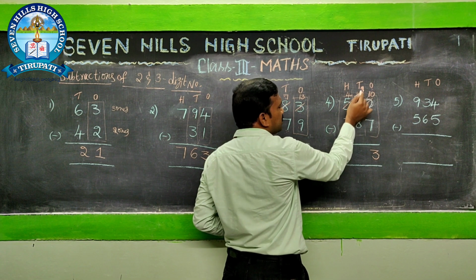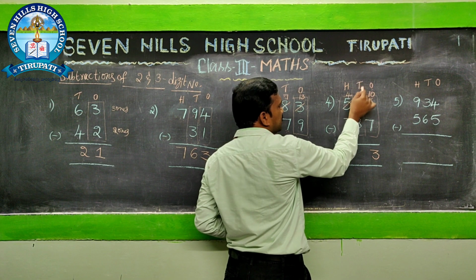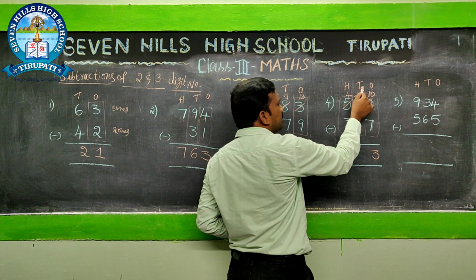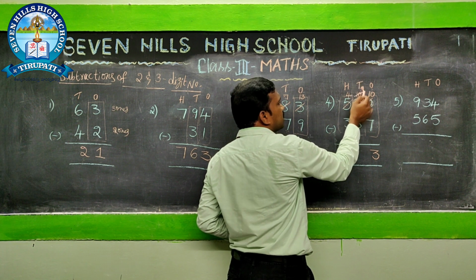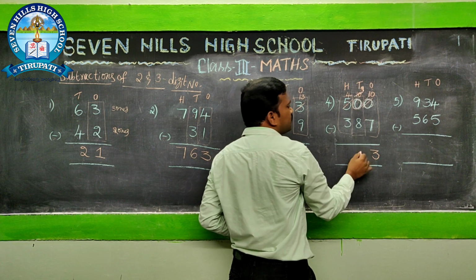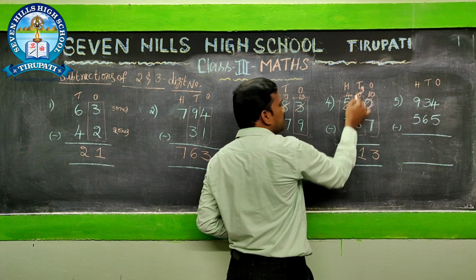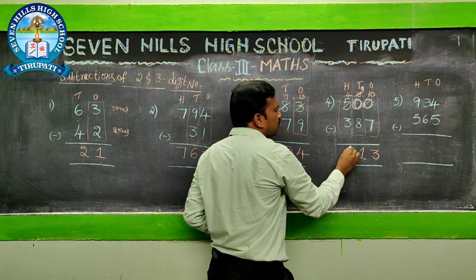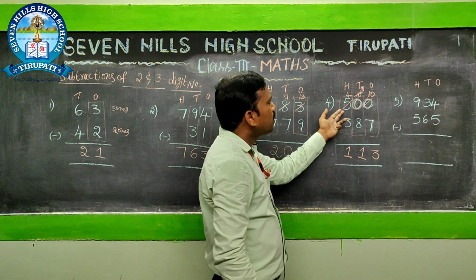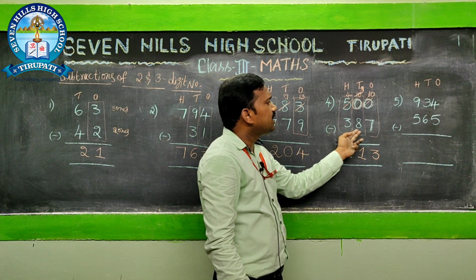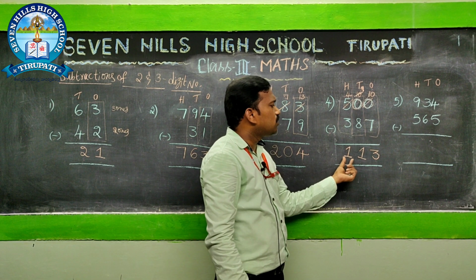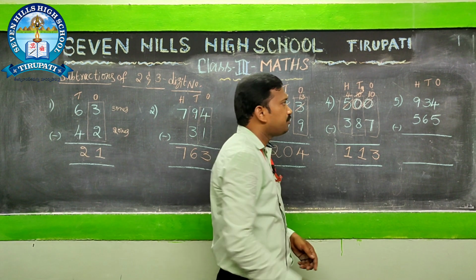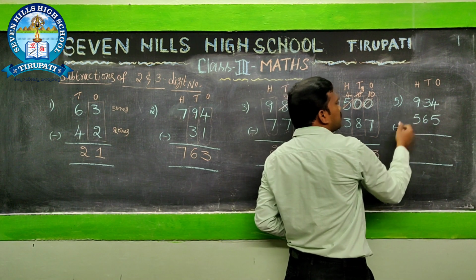Now here the number is 9. 9 tens means 90. 9 minus 8 becomes 1. And here 4 is there. 4 minus 3 becomes 1. So 500 minus 387 is equal to 113.